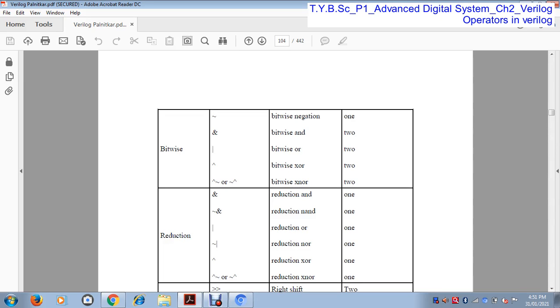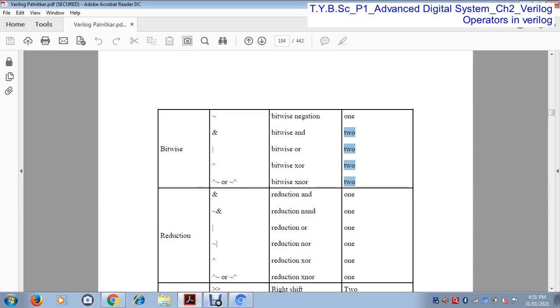This is bitwise, and that means it performs the bitwise AND operation on given data. Bitwise OR, bitwise XOR, and bitwise XNOR. Bitwise negation is a unary operator, and the other ones, bitwise AND, bitwise OR, bitwise XOR, bitwise XNOR, all have two operands.